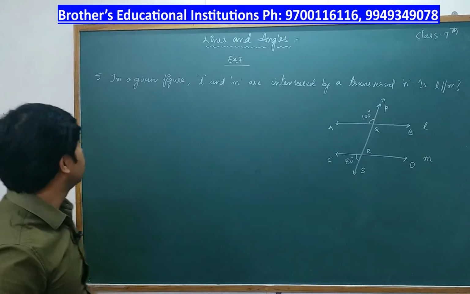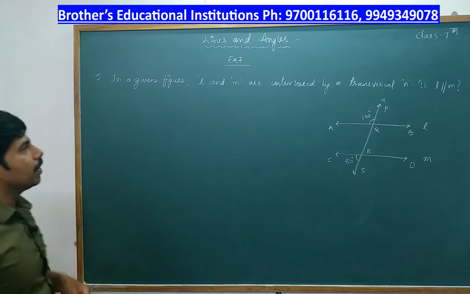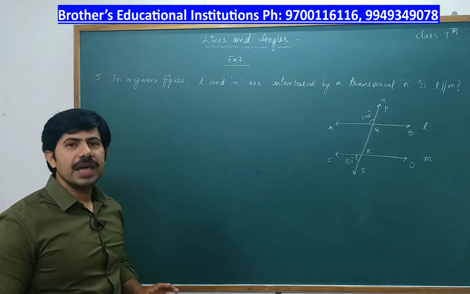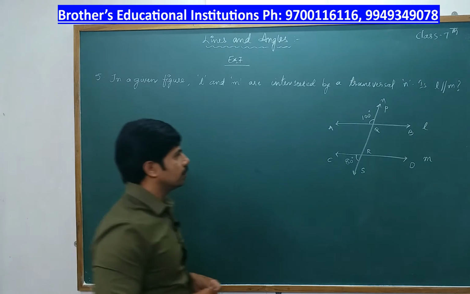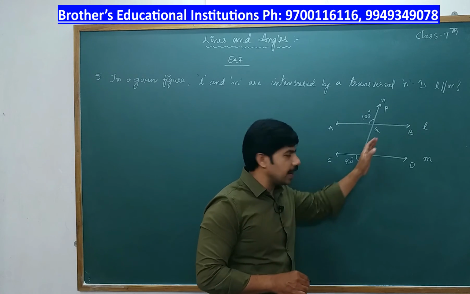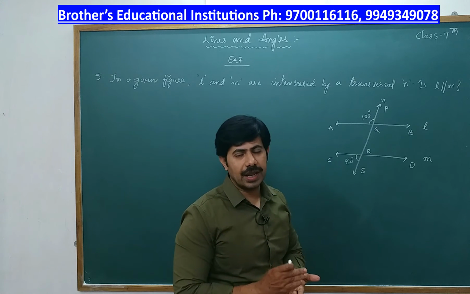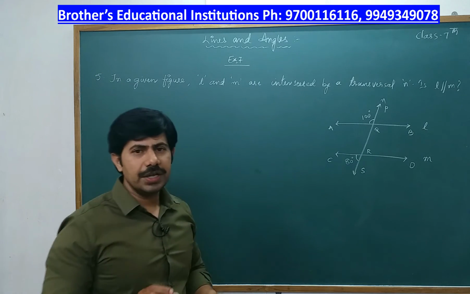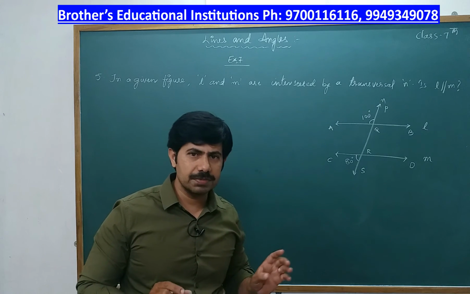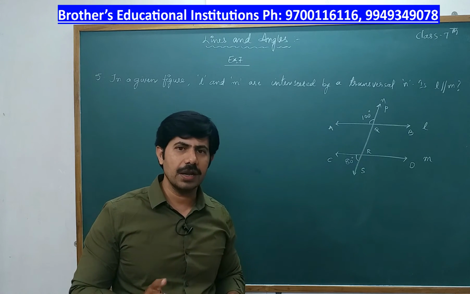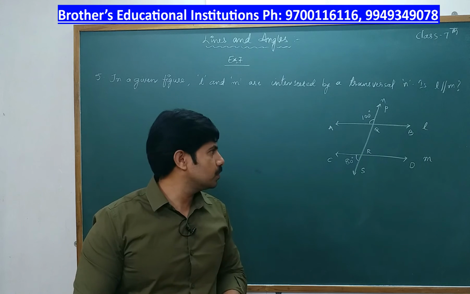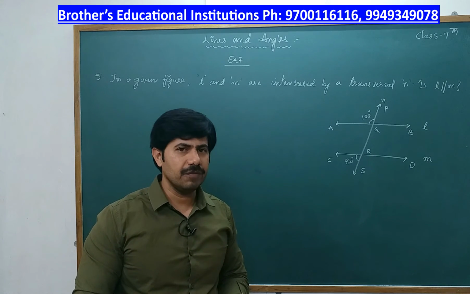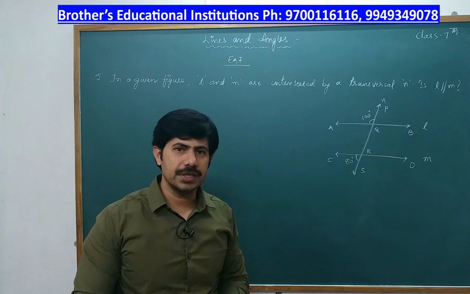Next problem. In a given figure, L and M are intersected by a transversal N. We have to check whether L and M are parallel lines. How to check? If any one of the conditions in the transversal concept is satisfied, then the lines are parallel. Transversal concept means: if alternate angles are equal, the lines are parallel. If corresponding angles are equal, the lines are parallel.